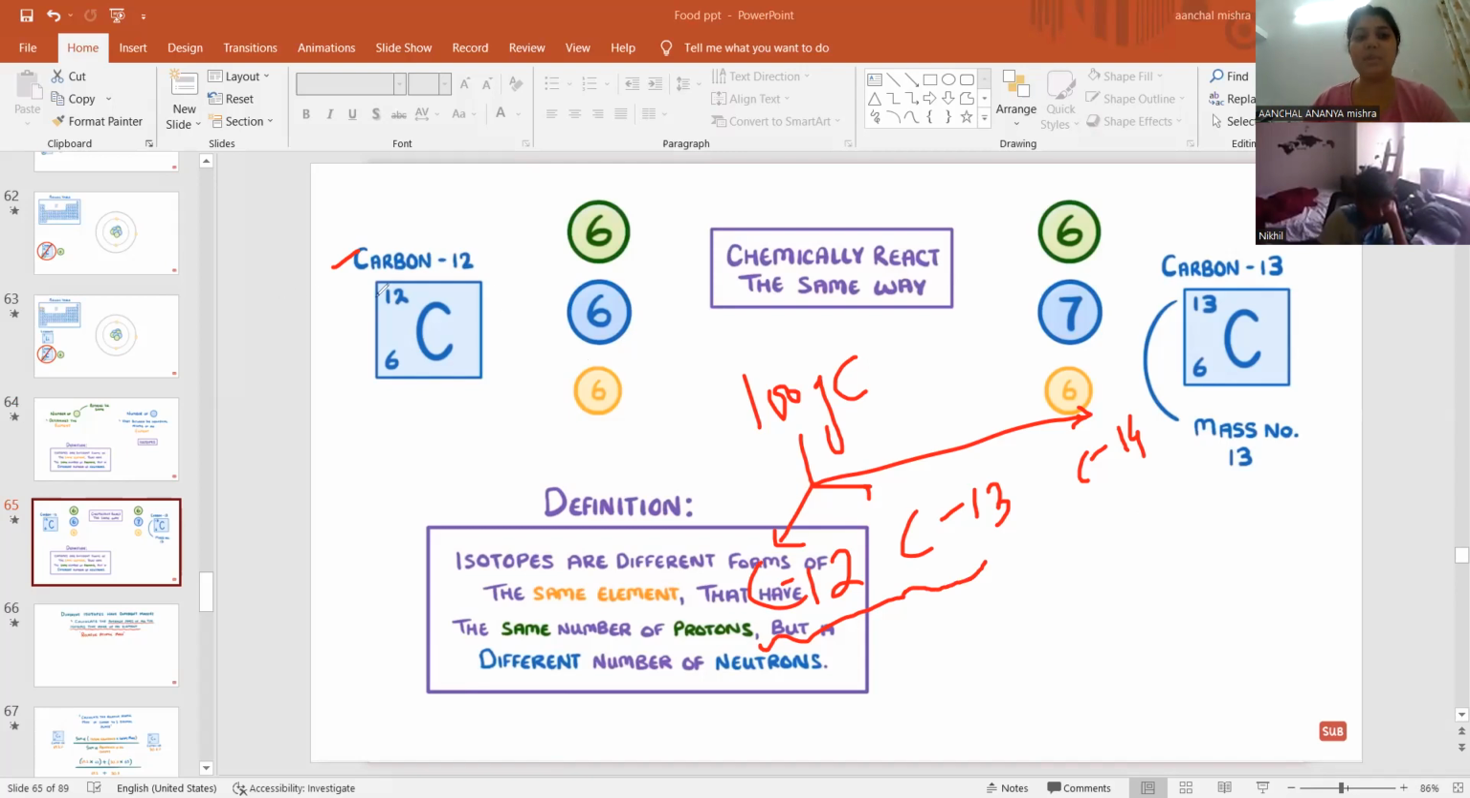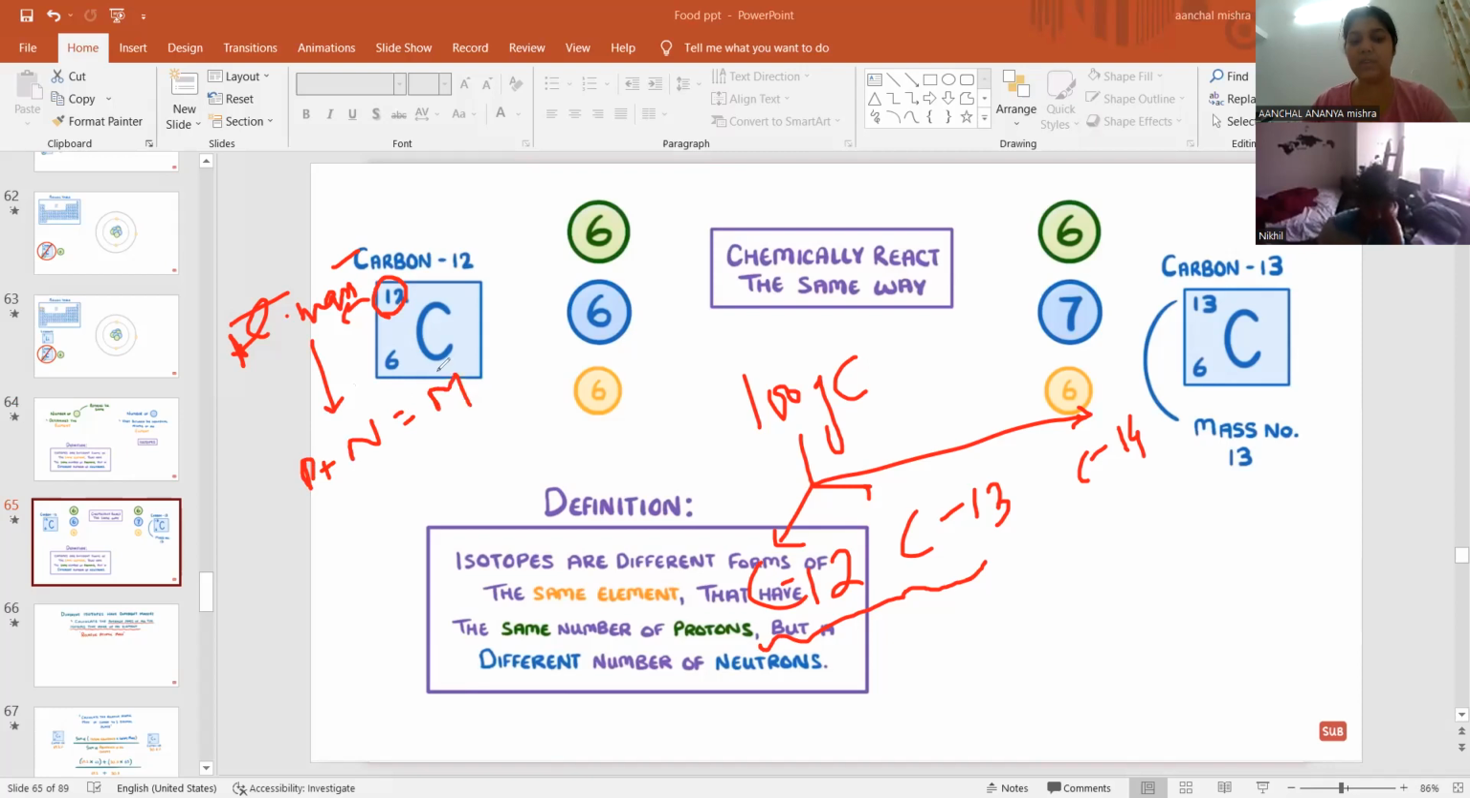So what is carbon 12? It will be having the atomic mass 12, right? This is the atomic mass. Now what is atomic mass? It is the number of protons plus the number of neutrons, right? This is the atomic mass, or the mass number.